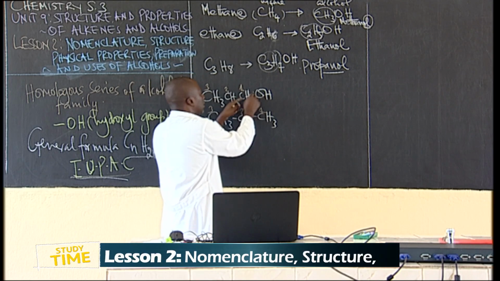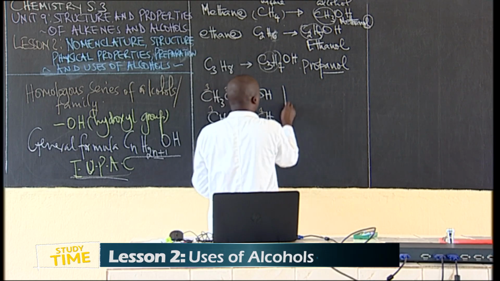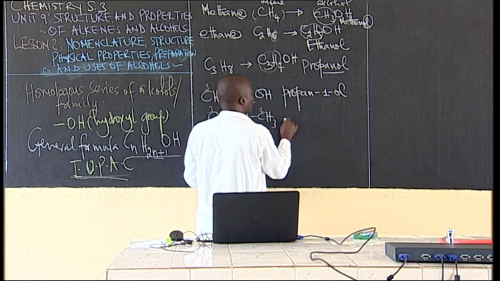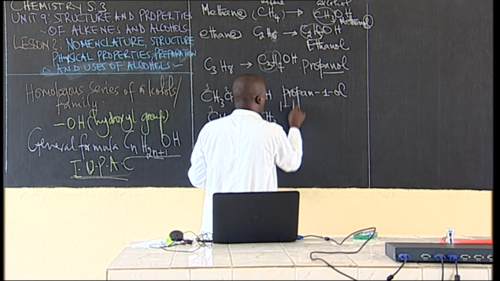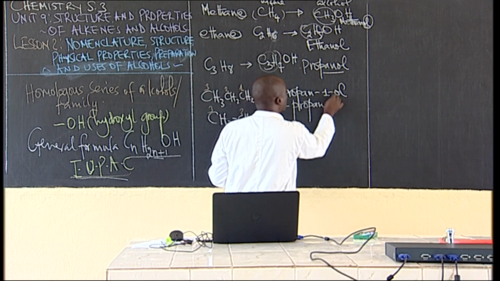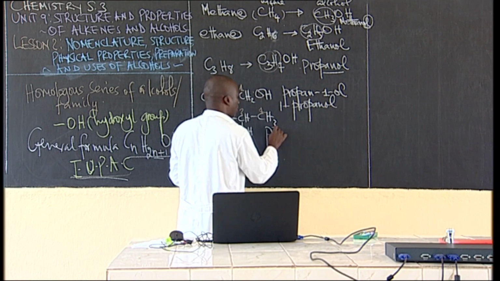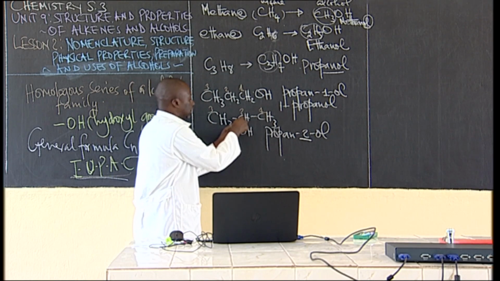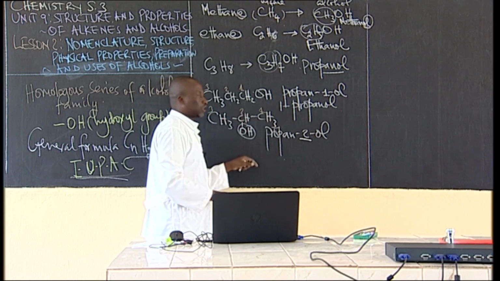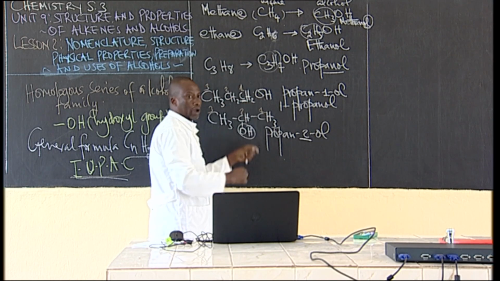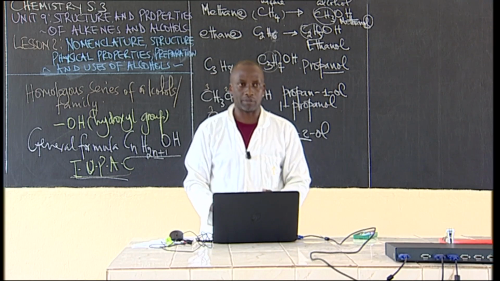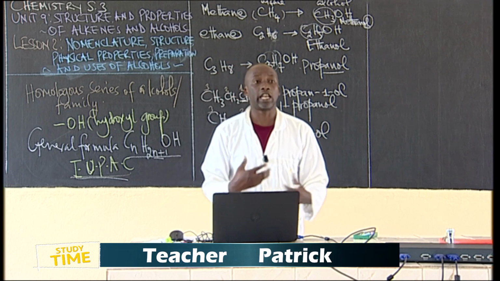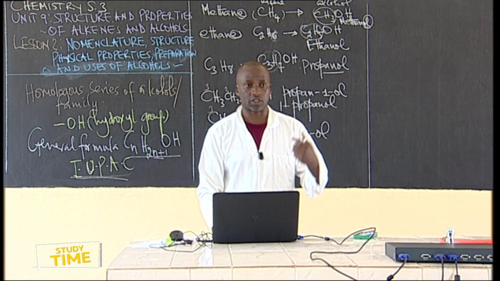Because of its position, this one is called propan-1-ol, and it can also be called 1-propanol. This one becomes propan-2-ol. Where is the 2 coming from? The OH is attached on carbon number 2, whereas the OH here is attached on carbon number 1. So that is where we are getting those numbers. That is the structure and the names.